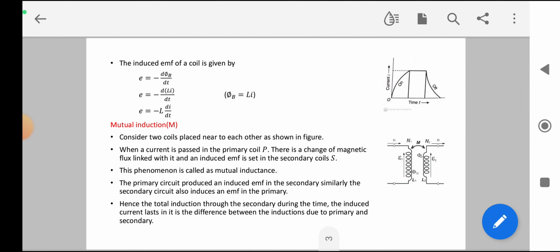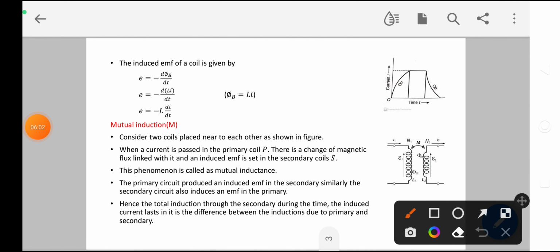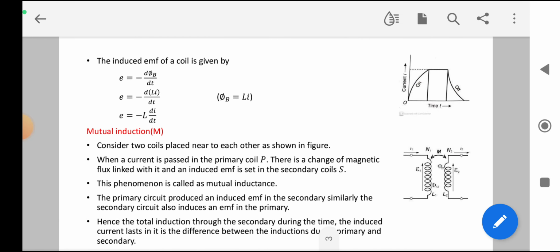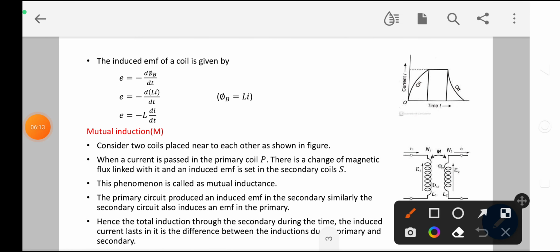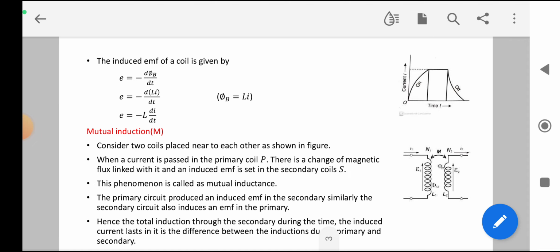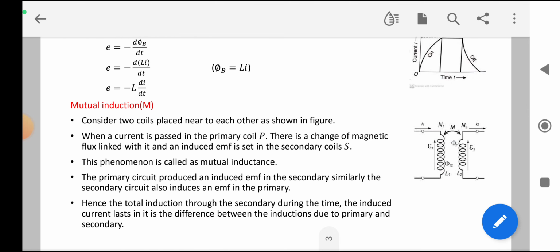Now, induced EMF is also produced in self-induction. How much is it? We already know, according to Faraday's second law, we can calculate how much induced EMF forms. The second law is E equals minus d phi B by dt. Substituting the phi B value we just got, and taking the constant L outside, this gives the induced EMF in a self-induction coil. Similarly, mutual inductance also. See what mutual induction is.